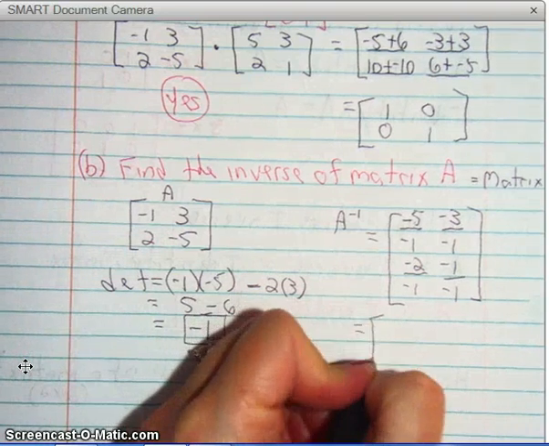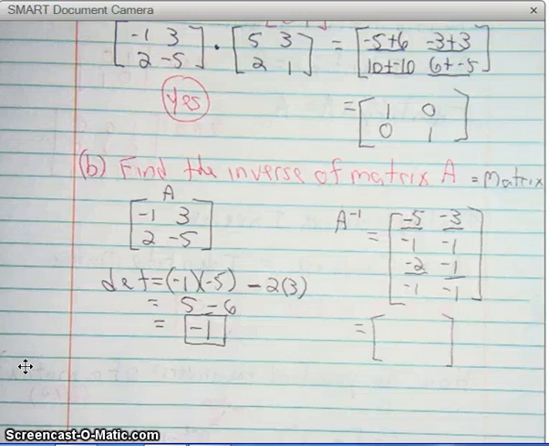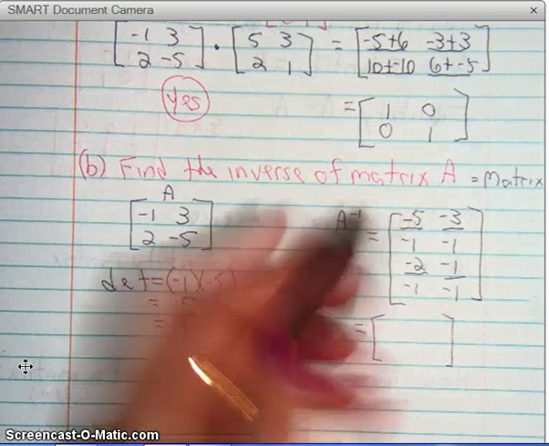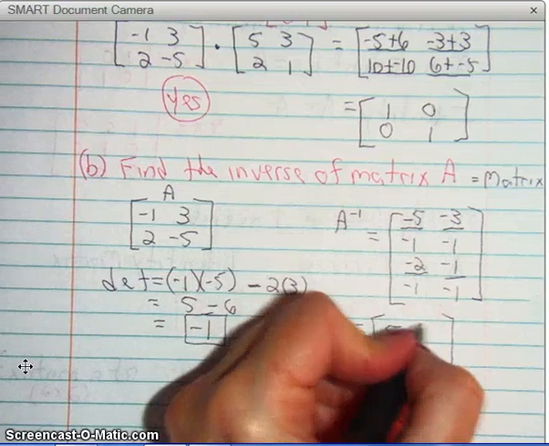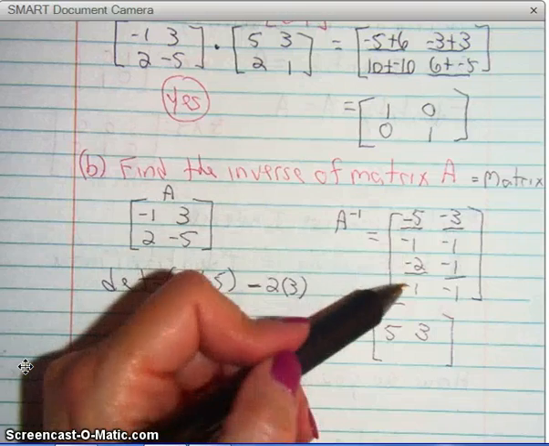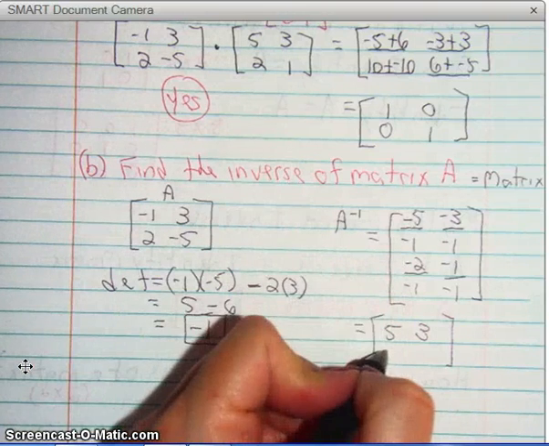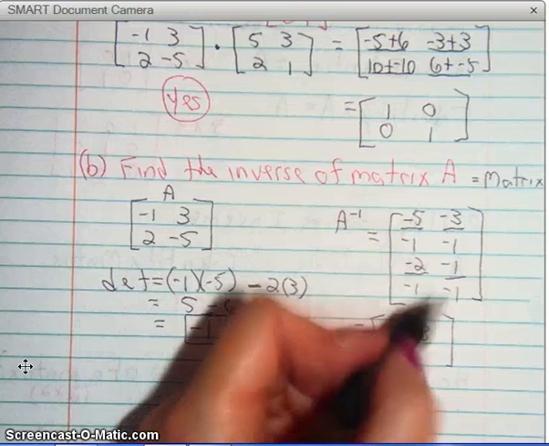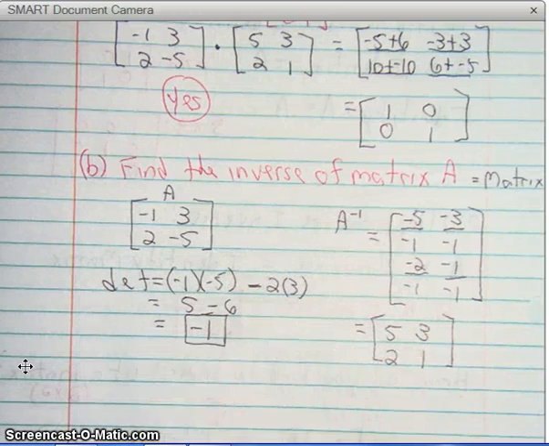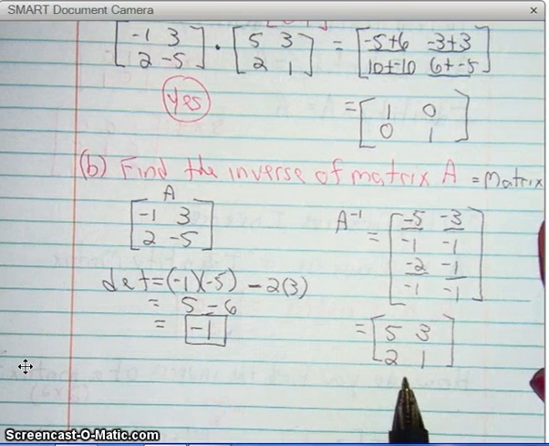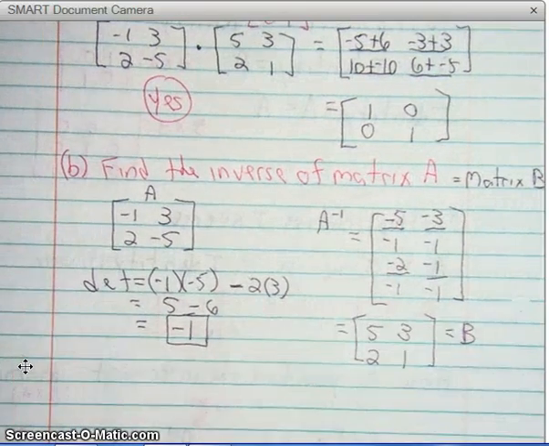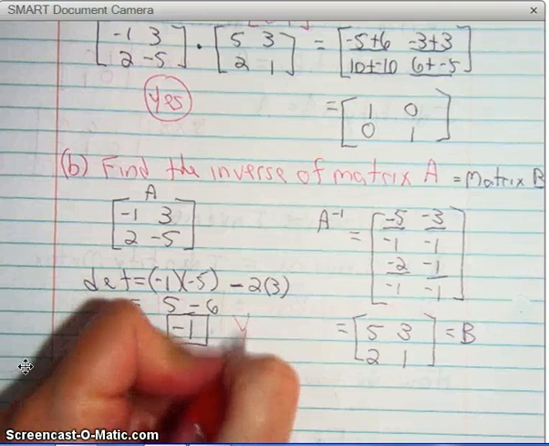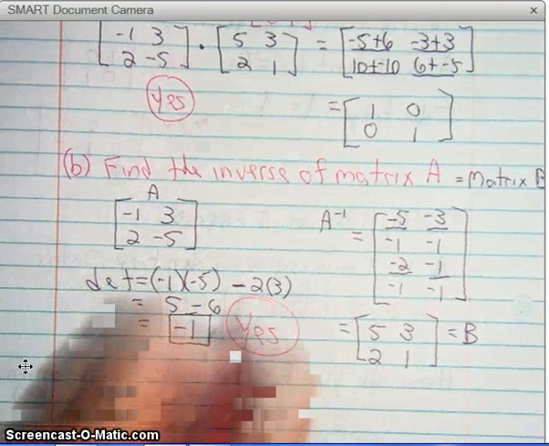And then the last thing you do is write the matrix, the inverse matrix that you get. -5 divided by -1 is 5. -3 divided by -1 is 3. -2 divided by -1 is 2. And -1 divided by -1 is 1. And does that equal matrix B? Yes. So are they inverses? Yes. Okay.